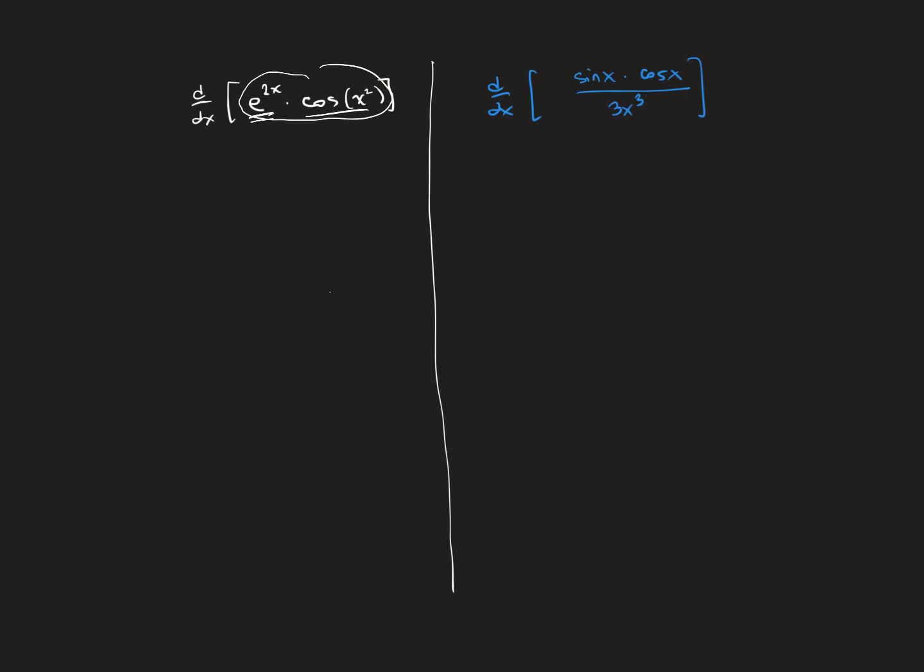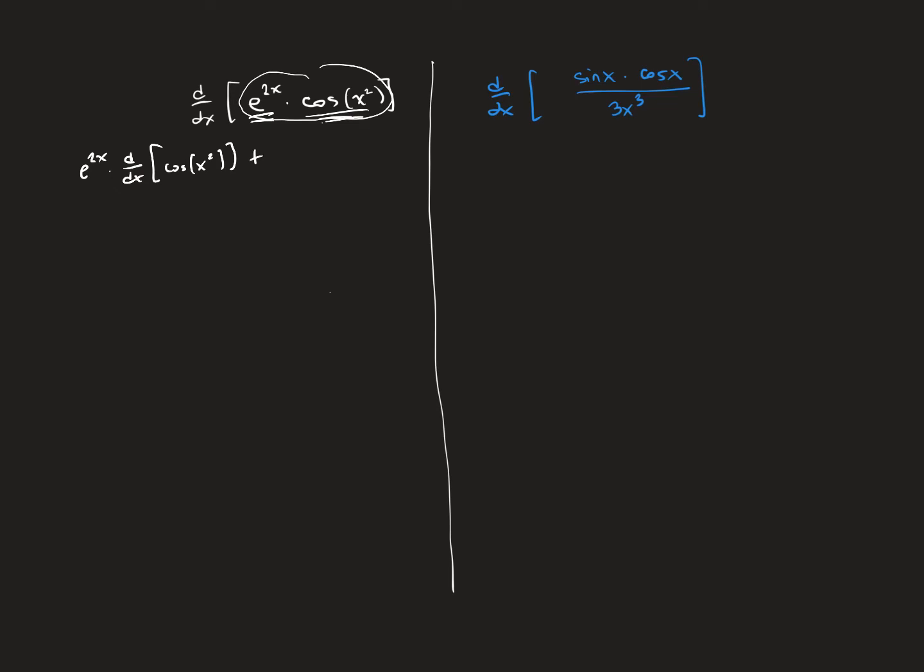Product rule says take the first function, e to the 2x, and multiply it by the derivative of the second function. Now that would require the chain rule. I don't want to deal with it right now. I want to finish my product rule. So I'm going to simply say I need to take the derivative of cosine of x squared later. Now I can finish my product rule.